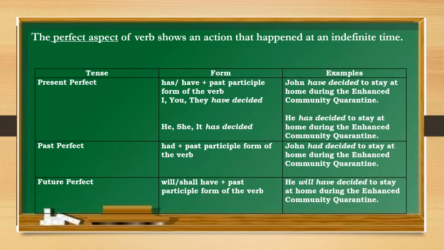For future tense, the form is will or shall have plus past participle form of the verb. Examples. He will have decided to stay at home during the enhanced community quarantine.